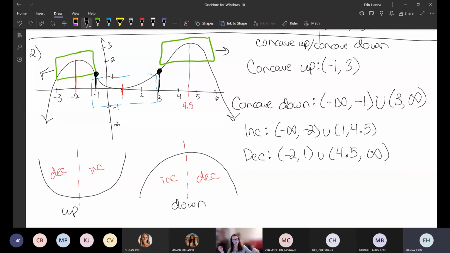So from -infinity to -2, we're going upwards as we move from left to right, and then we hit a max and started heading downwards. So from -2 to +1, we were heading downwards. Then we hit a min, and from there we turned back upwards from 1 to about 4.5 before we hit our next max and then went back down. Questions, concerns about that question?